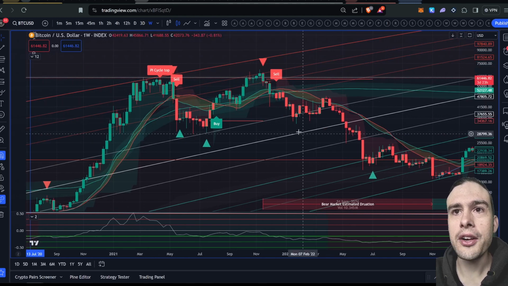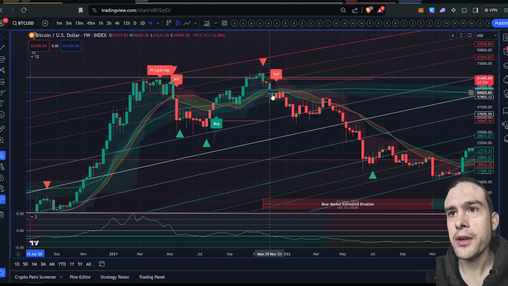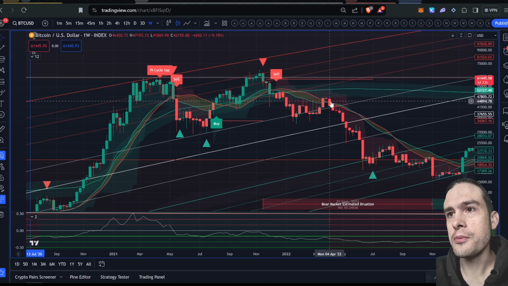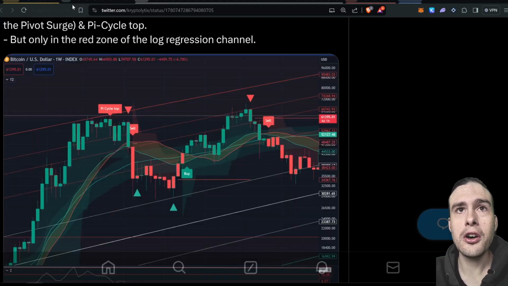Again, it won't be all out and all in. It'll be aggressive scaling, right? Aggressive scaling, especially if we start to form lower highs and lower lows below the bull market support band. So here's our lower high to here, so on and so forth. So that's just a more detailed explanation of this post. So anyway, let's move on.